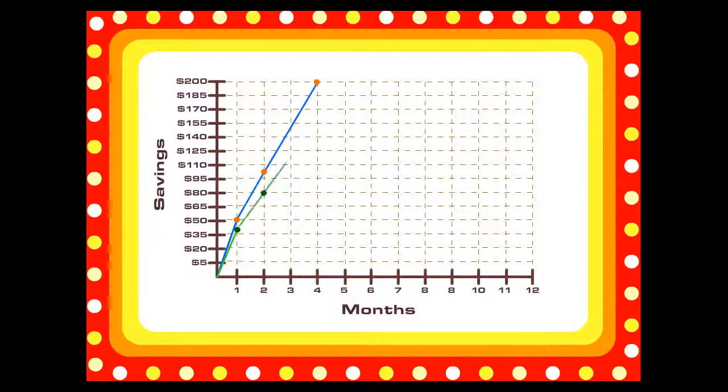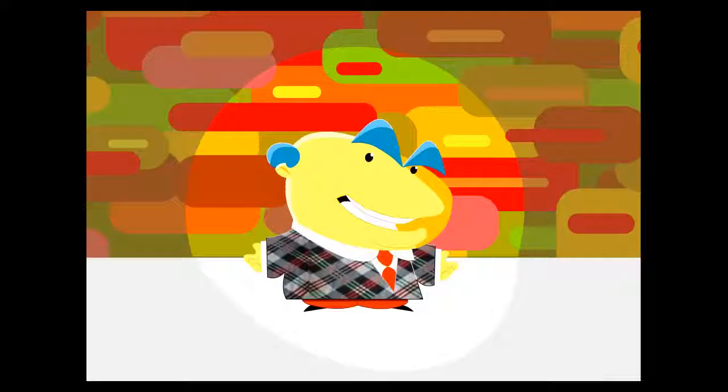If we plot the data from our second table in a different color, we can see visually how changing the amount of money saved each month also changes the number of months it takes to save the same total amount of money. Looks like you've got it all graphed out.